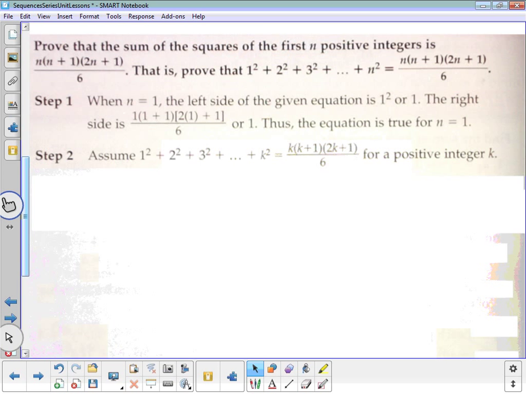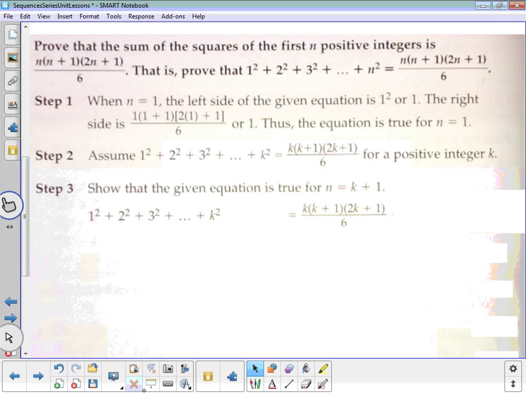Okay, step 3. I got a statement here. I need to show that this given equation is true for any n equal to k plus 1. So I need to show that 1 squared plus 2 squared plus 3 squared up to k squared plus k plus 1 squared would equal the whole thing. So I'm going to add a k plus 1 squared to both sides. And what I want to show is that I'm going to get this thing to work out.